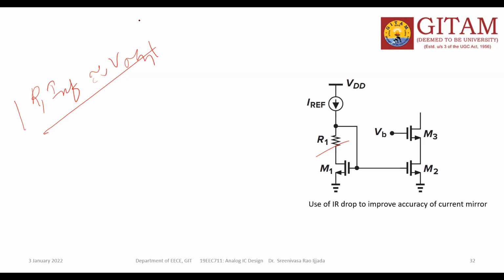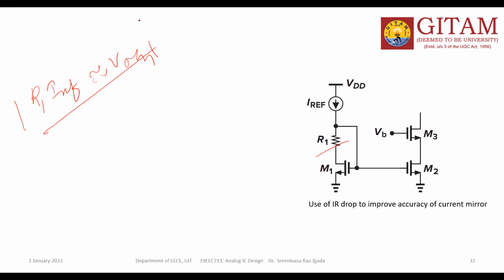If both are behaving differently, how can you match them? If both are behaving similarly, then you can match. If one is going to the right side, one is going to the left side, how can you make it possible? So that is the first issue.